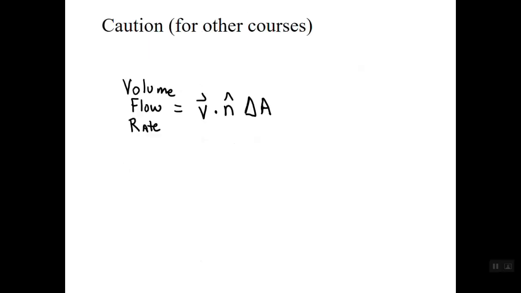Finally, let me make a comment that's relevant for other courses that you might take. As we discussed, here is how we define a volume flow rate in terms of the flow velocity vector V. But this is not by convention called the volume flux. In cases where there is transport, flow of something like volume or mass, the corresponding flux is defined differently as a rate per unit area. So you may want to keep that in mind.